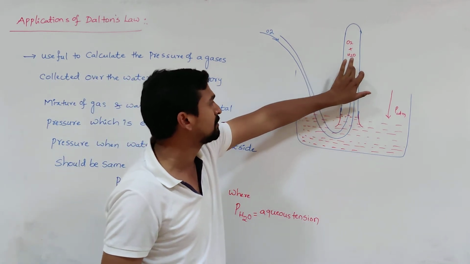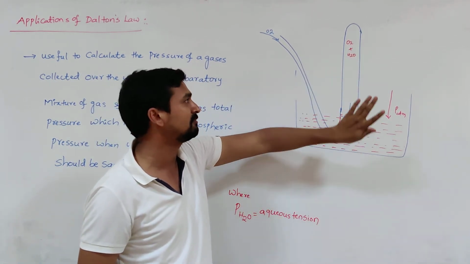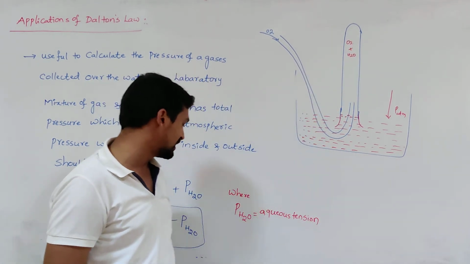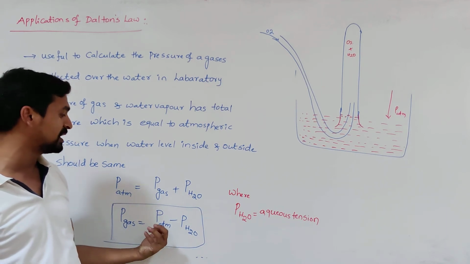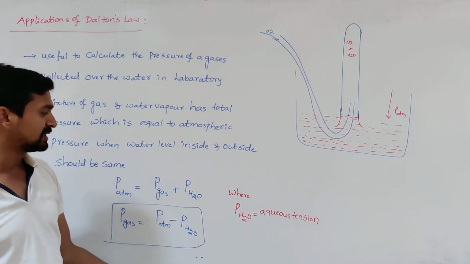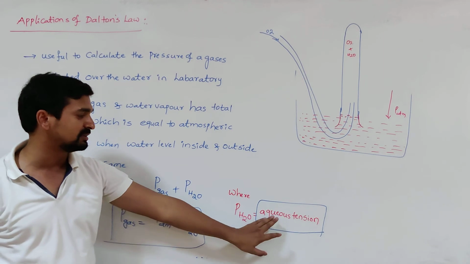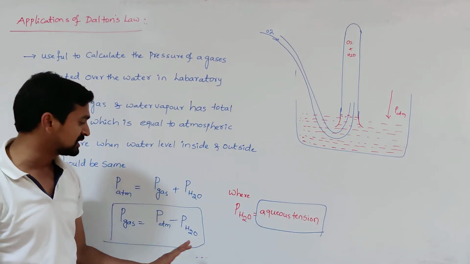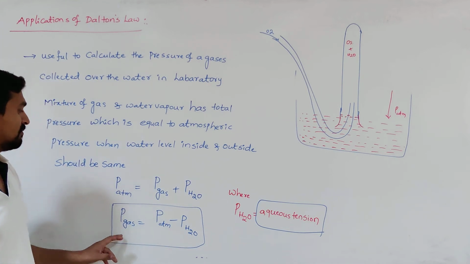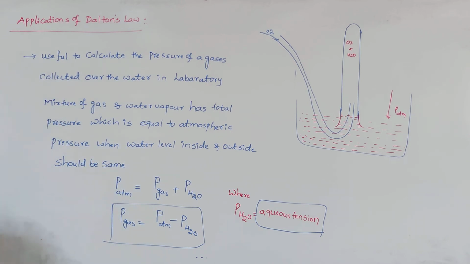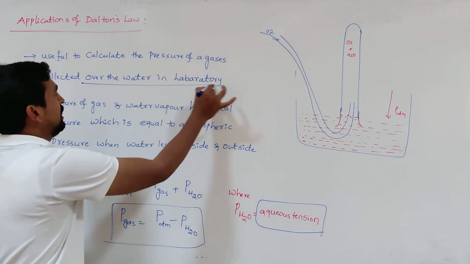Whatever pressure you determine here is not the pressure of the gas alone. It is the pressure of the gas and the water vapor. To calculate it, we use the formula P gas is equal to P atmosphere minus P H2O. This partial pressure of H2O is also called aqueous tension. In some numericals, aqueous tension might be mentioned. Don't get confused. Aqueous tension is nothing but the pressure of water. You subtract it from the total pressure, and then you get the pressure of the gas. This is one of the important applications of Dalton's law. It is useful to calculate the pressure of gases which are collected over water in the laboratory.